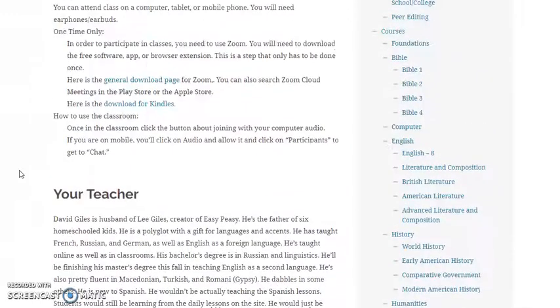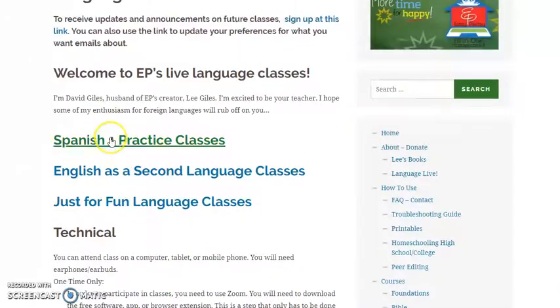There's more about him. Anyway, all the information for that class, when it's going to be, the options, costs, the technical, all the stuff that's on here. So use this. This is what's called Language Live. There's also a mailing list you can get on for that to get any updates about what's going on with that. So I hope that gives you some idea about foreign language on Easy Peasy.